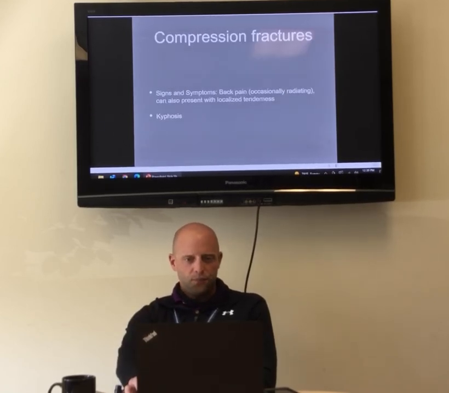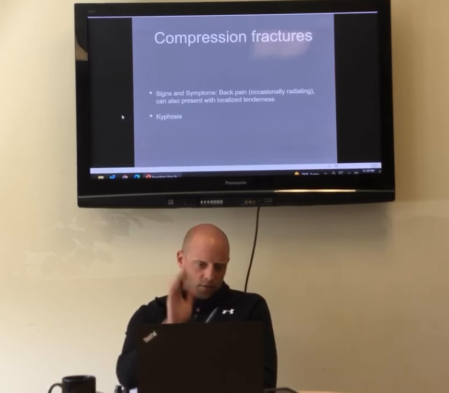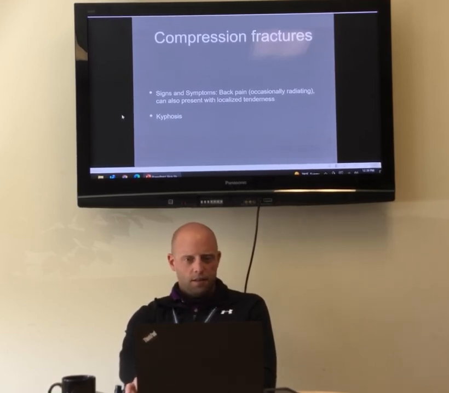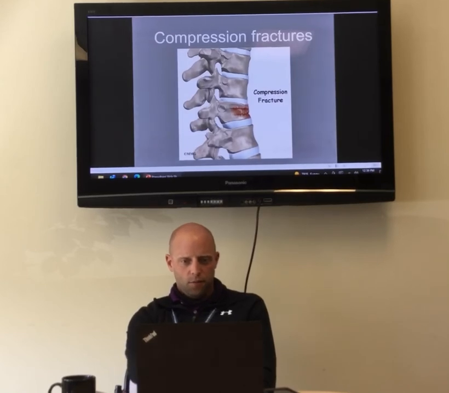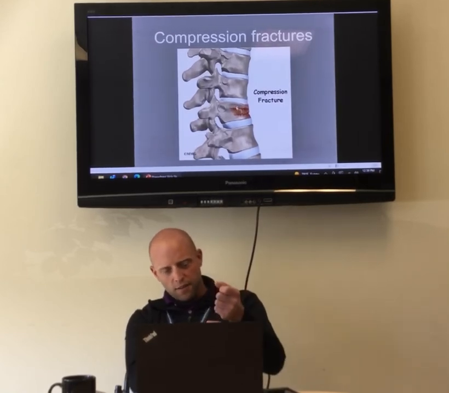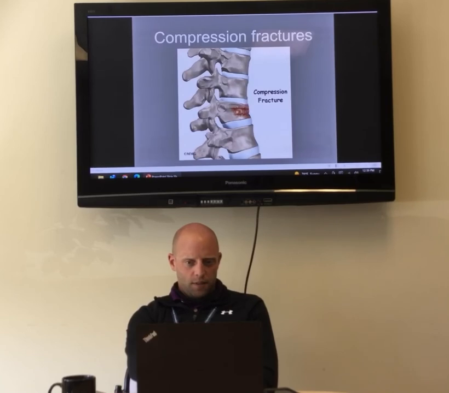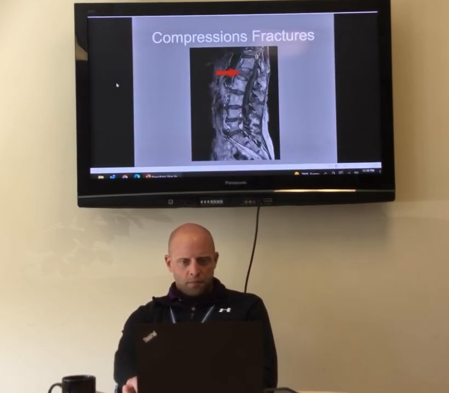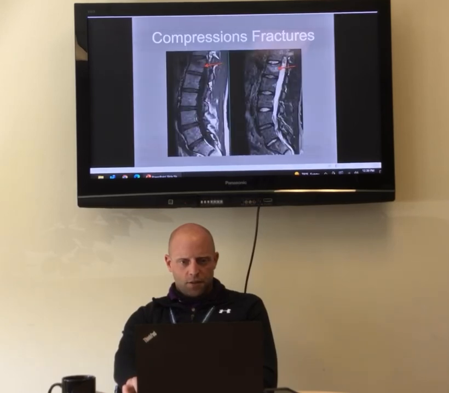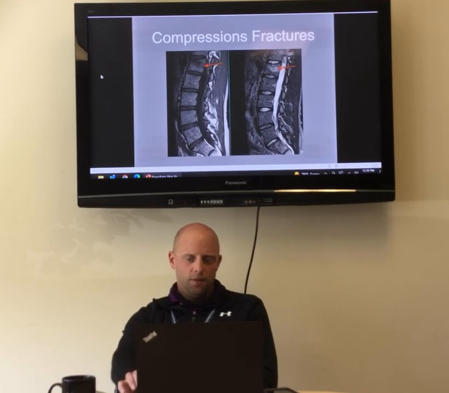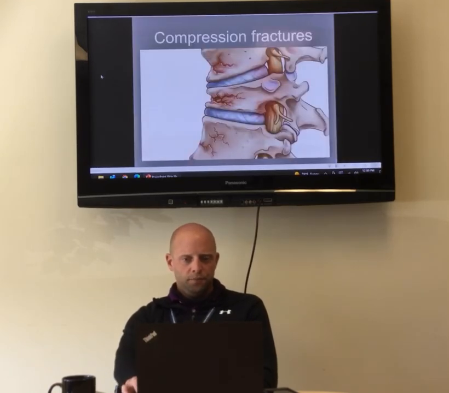So back pain is the most common symptom, especially with activity. They can also have some tenderness in the area, and then kyphosis, or hunching forward, because you can see the deformity that it causes here. That actually causes the spine to tilt forward. This commonly happens on the anterior aspect of the bone. There's an MRI showing a fracture, and this lighting up is typically what we're looking for here. That tells us that that's a new fracture.